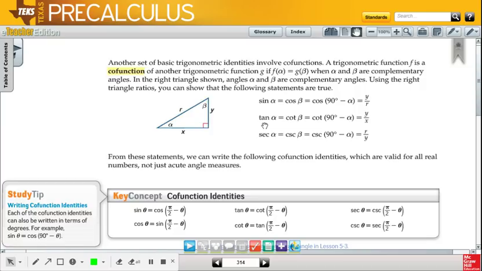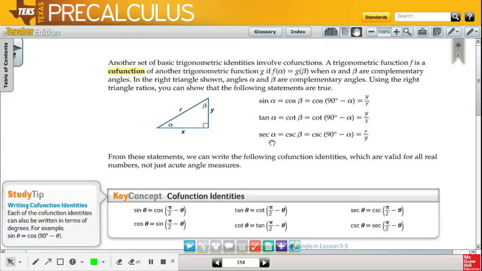Next is tangent alpha equal to cotangent beta, which is cotangent of 90 degrees minus alpha, which is y over x. That's for tangent. Secant alpha equal to cosecant beta, which equals cosecant of 90 degrees minus alpha, which is r over y for secant. So that's just a description of sine, cosine, tangent, cotangent, secant, and cosecant, the relationship in terms of angle alpha and angle beta.